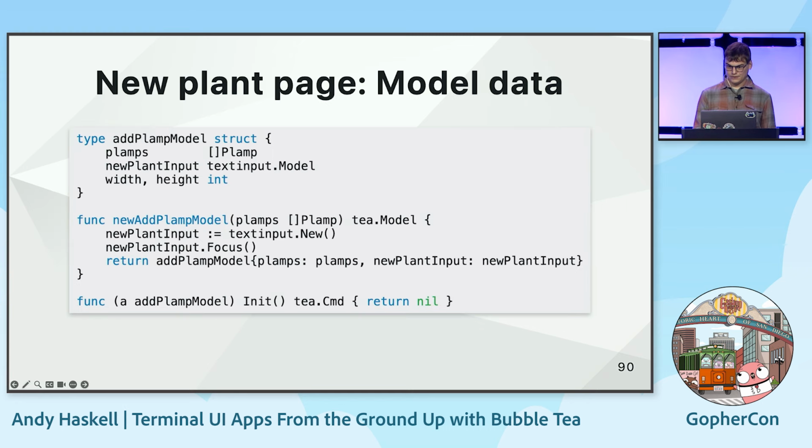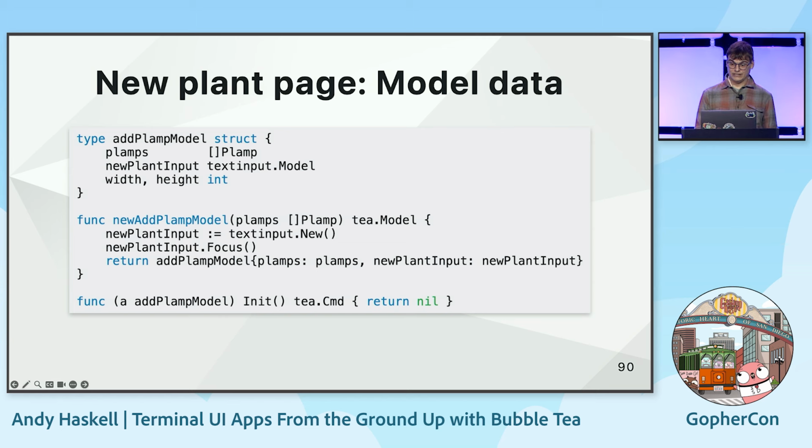Now, moving on to implementing the add plant model itself, our new plant page has the list of plants we're keeping track of, the input component for typing in the new plant, and information about the width and height of the terminal. When we create the add plant model, we immediately focus the text input because this time around we only have the subcomponent for the text input, so we never need that input to be blurred.